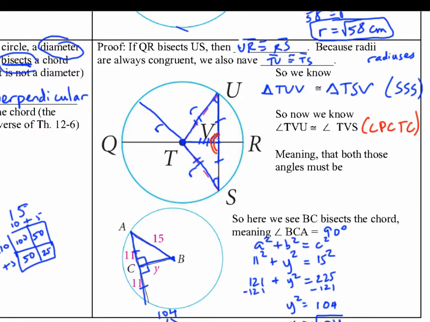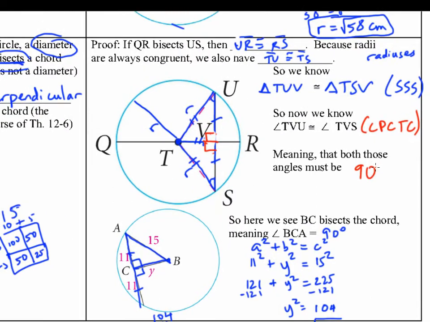But now let's take a look at this. Since the total is 180, because it's a straight line, and these angles are congruent to each other, what does that really mean? It means that both of these angles must be 90 degrees. Since they are equal to each other, they must be 90 and 90. 90 plus 90 makes 180. So we've just proven that if we have a bisector here, we have perpendicular here.